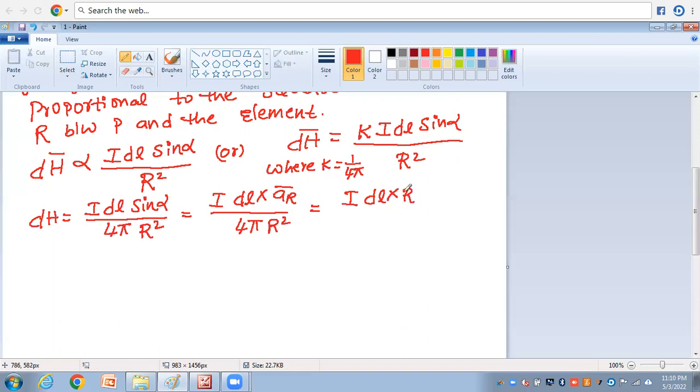So dl cross r bar by 4 pi, one more r is added, then 4 pi r cube. Already I have discussed this in detail in Coulomb's law. Okay, this is the final expression: dH equal to I dl cross r bar by 4 pi r cube. This is a very important expression. Now I will discuss the same thing for line current, surface current and volume current.